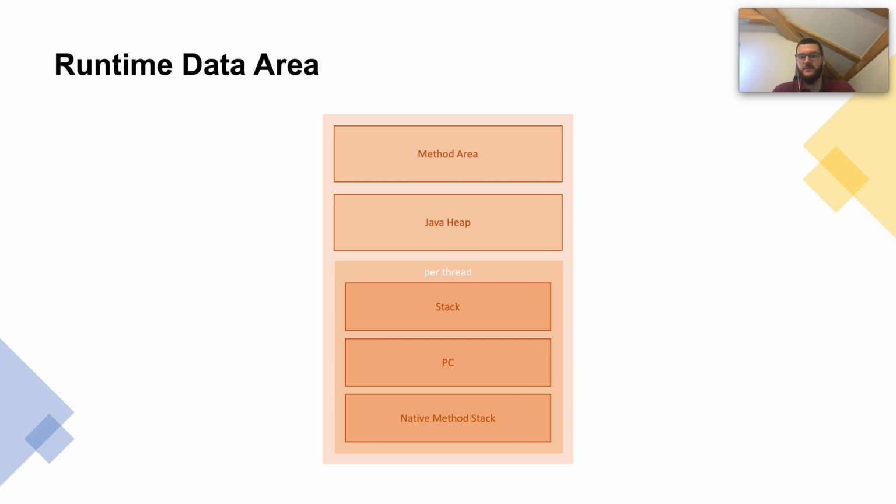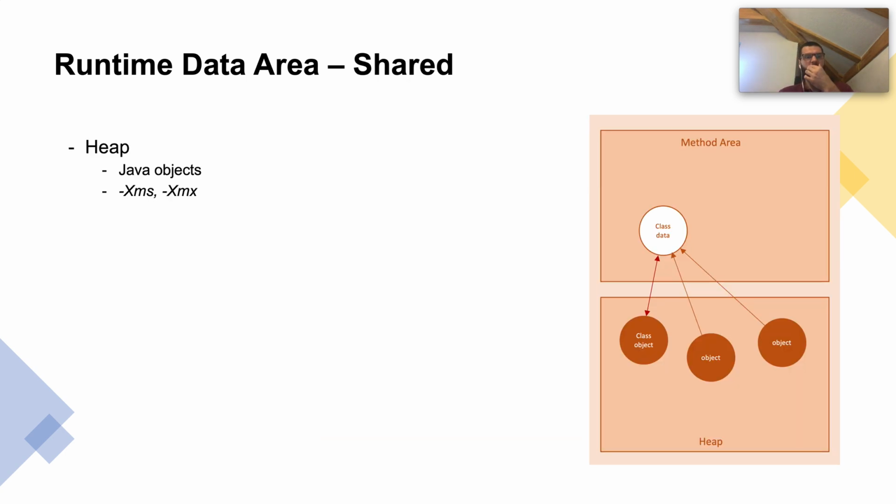The JVM further divides this block of memory into different sections, which are the method area, Java heap, JVM stack, program counter, and native method stack. As we see in this diagram, there are memory sections that are shared between the threads and sections that are per thread. The sections that are shared between threads are the method area and heap.